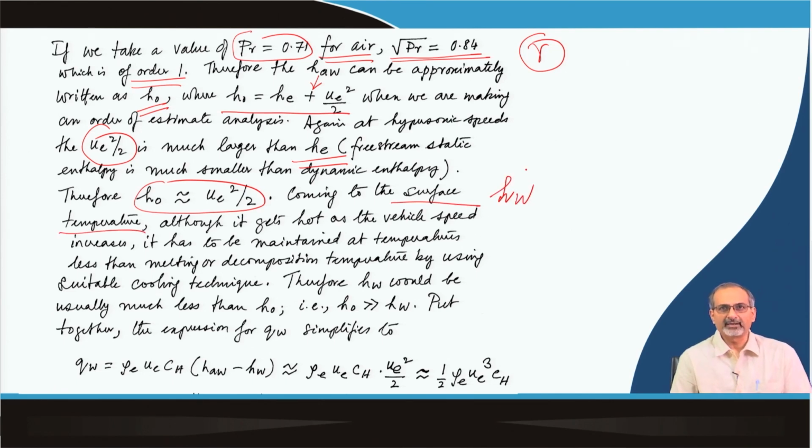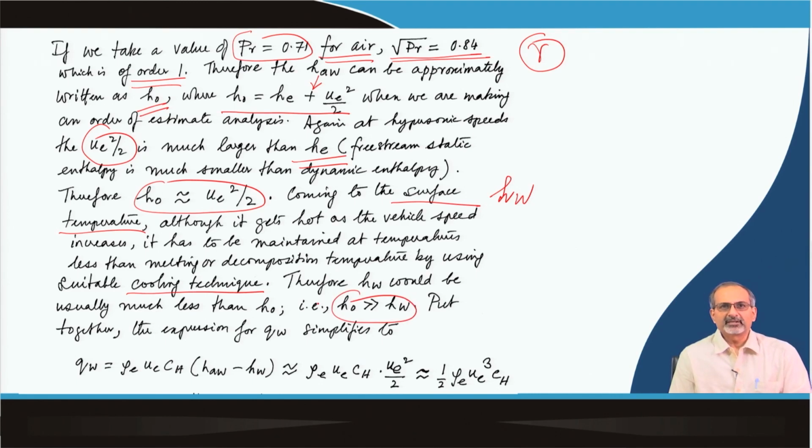Coming to the surface temperature or surface enthalpy, although it gets hot as the vehicle speeds increase, it has to be maintained at a much lower temperature using a suitable cooling technique nevertheless, so that the surface does not get melted or decomposed. So, if you have a coating on the surface which may be ablating or which you are keeping cool by using some surface cooling technique, then you are basically talking about the fact that HW is much lower than H naught.